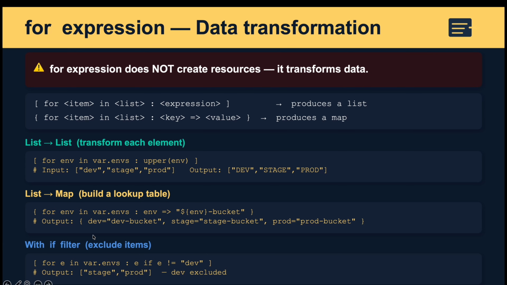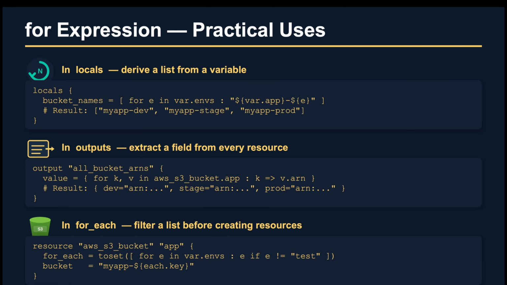Now the if filter. If you want to apply a filter, to exclude some items, the if clause at the end filters the collection, so only items where the condition is true make it into the output. The key rule: square brackets give you a list, curly braces give you a map, and the expression never creates infrastructure. So this is the for expression, a data transform.